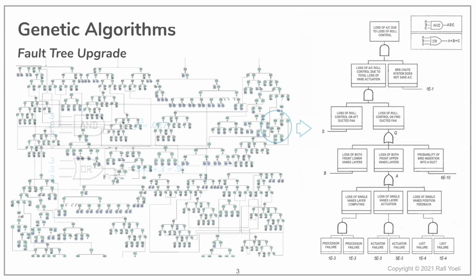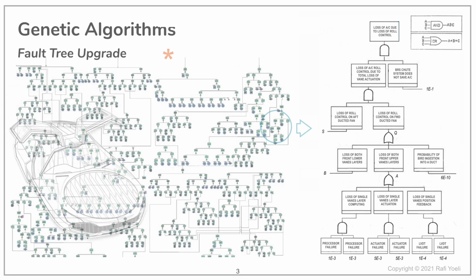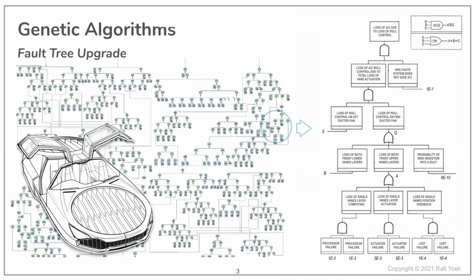Let's move on now to a concrete example. What we see on the left is a section from a fairly large fault tree, of a proposed design for a vertical takeoff and landing, VTOL, air vehicle. On the right is a smaller section separated from the main tree. This section addresses a critical aspect of the vehicle's safety, which will be explained in a minute.